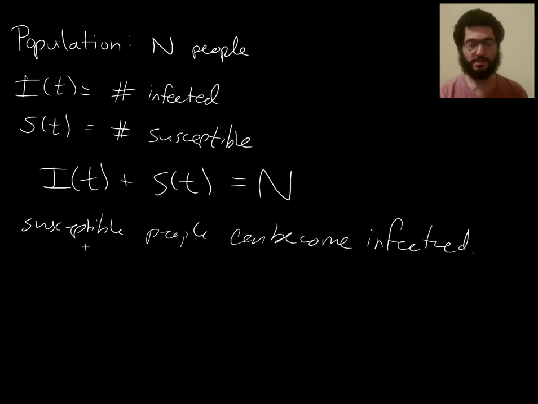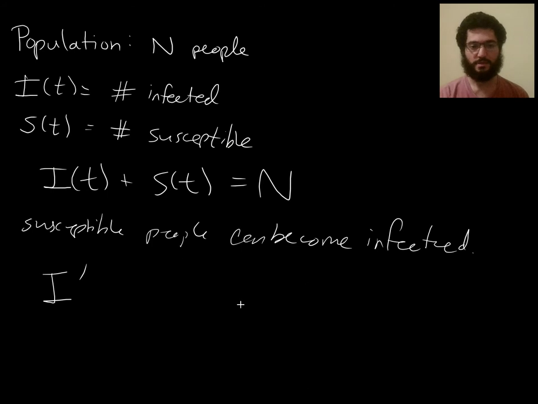So what's the rate at which susceptible people would become infected? If we decide what that rate should be, then that will tell us what is I prime in our differential equation. Well, the rate at which susceptible people would become infected should be proportional to the number of interactions you expect per unit time between an infected and a susceptible person.